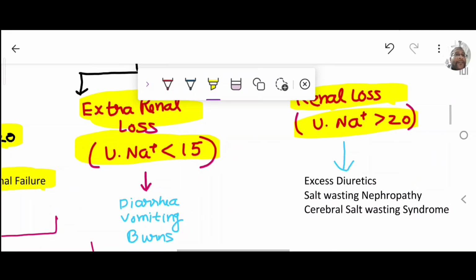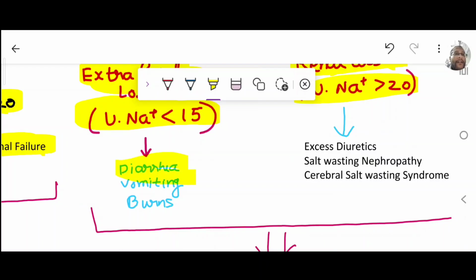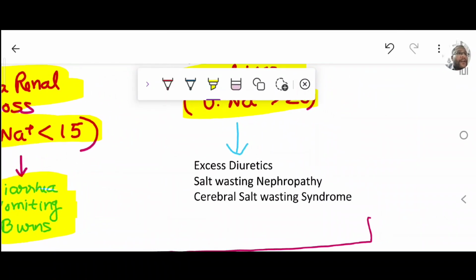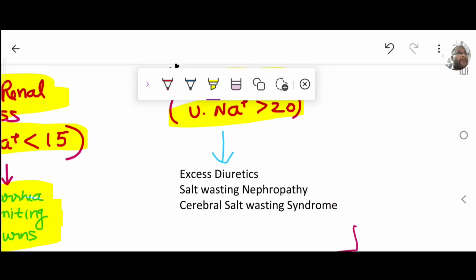What are the causes of extrarenal loss of sodium? Like diarrhea, vomiting, and burns. And the different renal causes of loss of urinary sodium, the renal losses, are excess diuretic use, salt wasting nephropathy, and cerebral salt wasting syndrome.